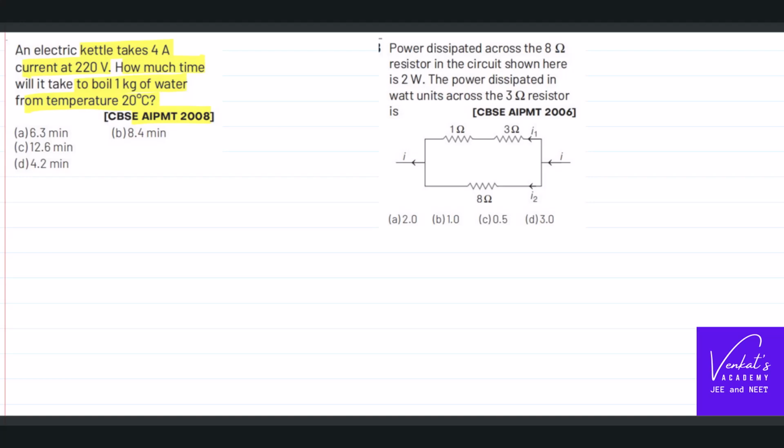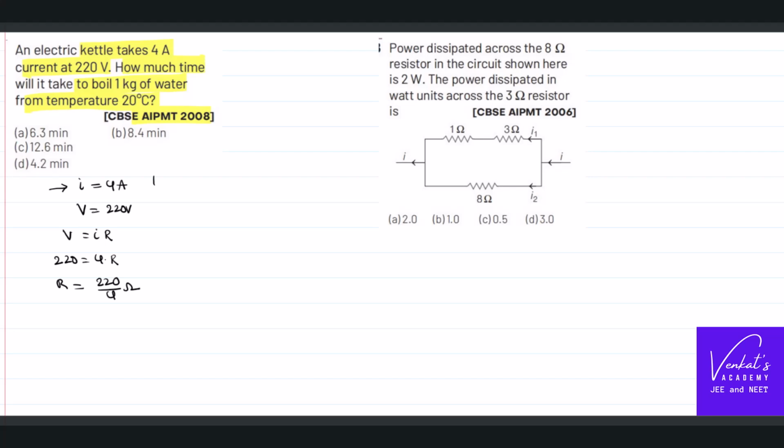See, what is given is the current of an electric kettle is 4 amperes. Voltage is 220 volts. We can write a formula V equal to IR. So I can get the resistance of that kettle. 220 equal to 4 into R. So resistance R equal to 220 by 4 ohms. I need not calculate it. Let us just leave it like this.